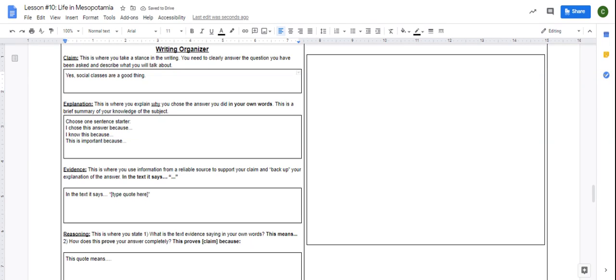I will choose one of these sentence starters. I will delete the rest. I want to pick, I chose this answer because. And then I'm going to write in, I chose this answer because blah, blah, blah. I'm going to give my reasons, in my own words. That is the most important part. This is not where you copy the text. The explanation is you explaining your thoughts to your reader.